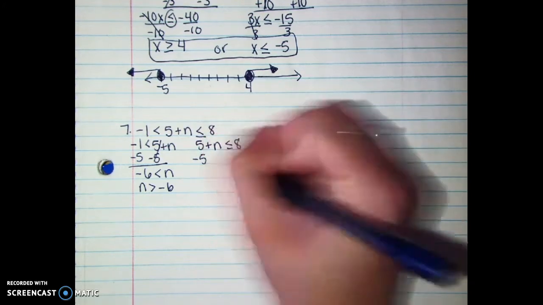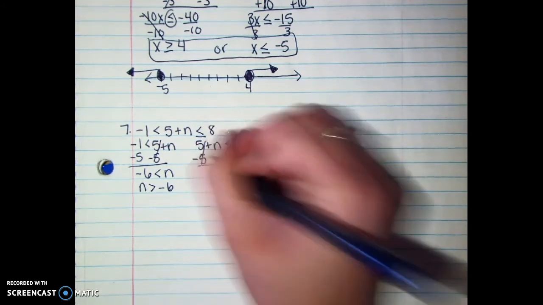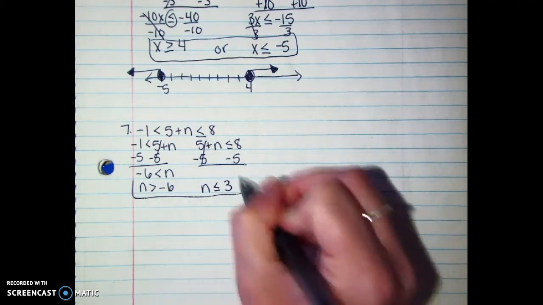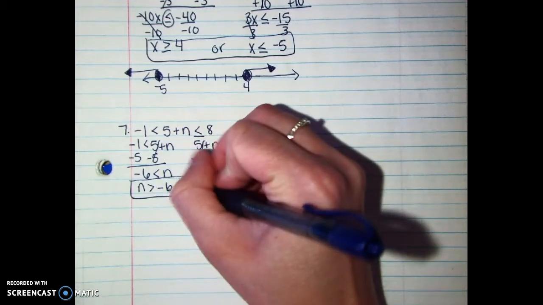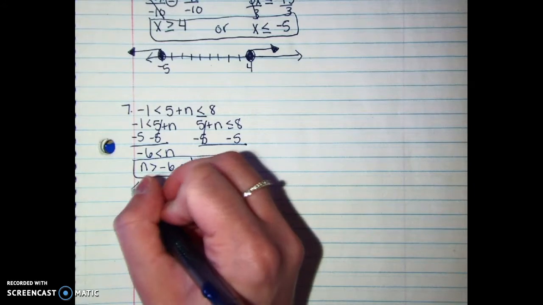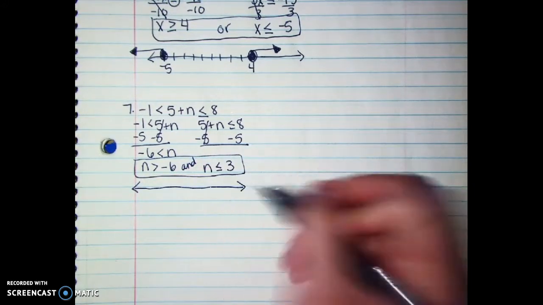Here I'm going to subtract 5, and it's n is less than or equal to 3. And if you want, you can write and between them. Okay, let's graph it. And like I already said, it's and, so they should go towards each other.